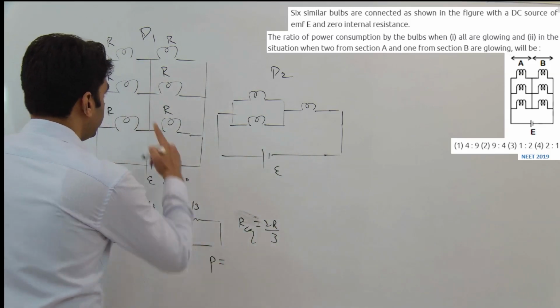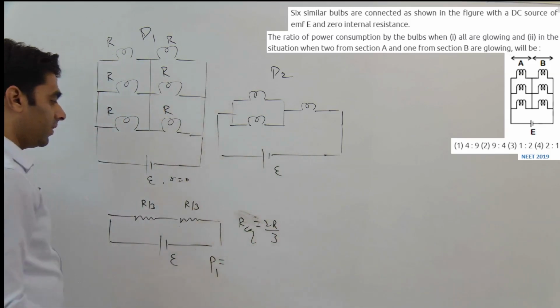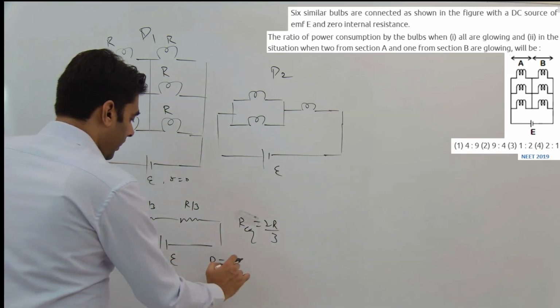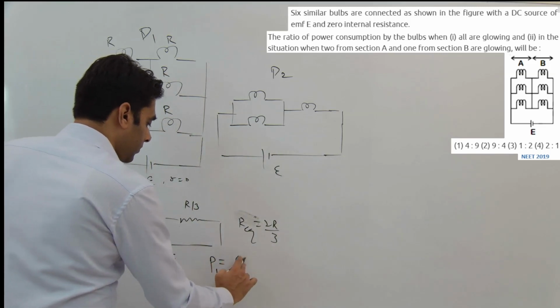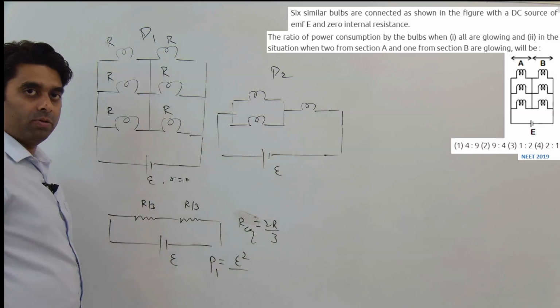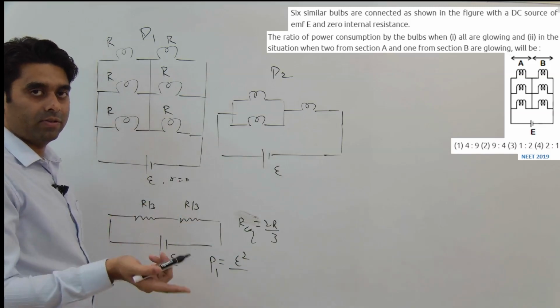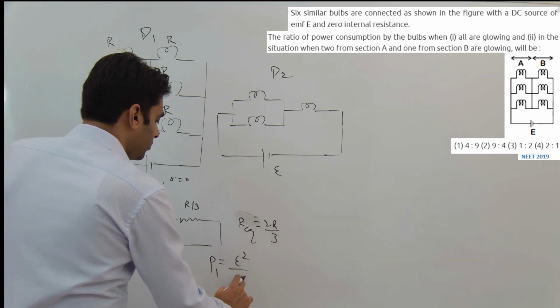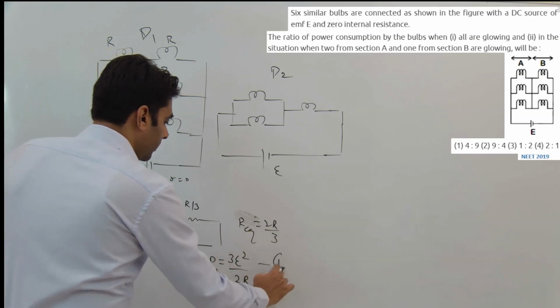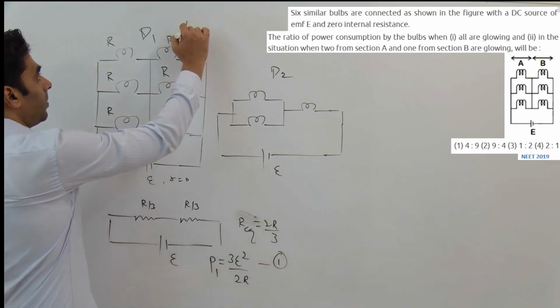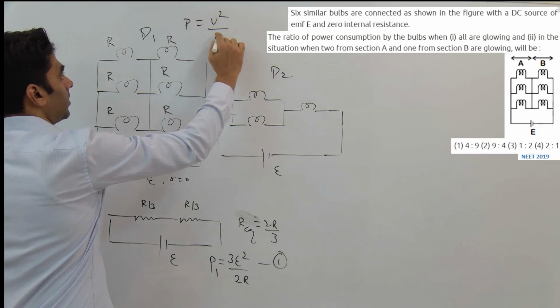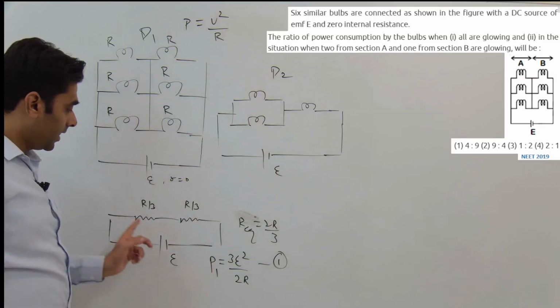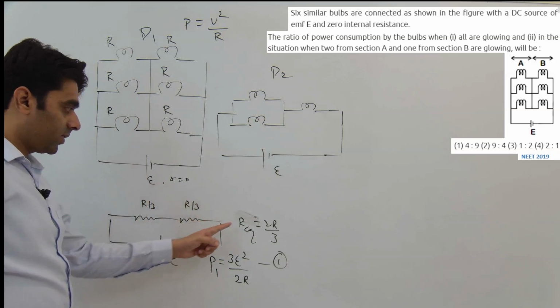Power, which is P1 in this case, we can write down as V square, which in this case is E square. EMF is given to us, so potential difference, internal resistance is 0, so it will be E only, E square by R equivalent, which is 2R by 3. I hope this is clear. Power is basically V square by R. This is what I am using over here. R equivalent for this is how much? R by 3 plus R by 3, 2R by 3.